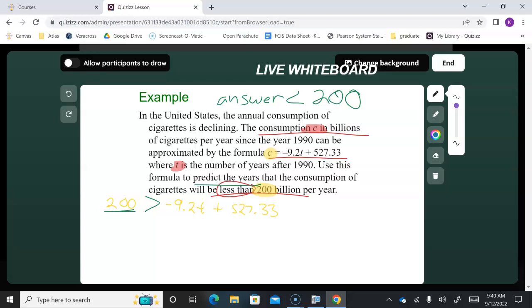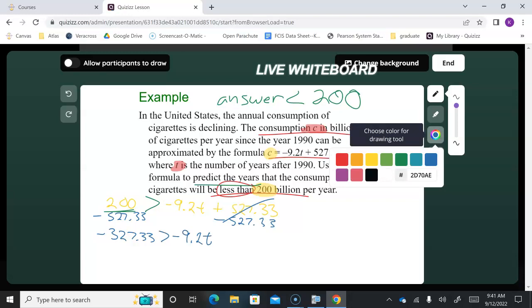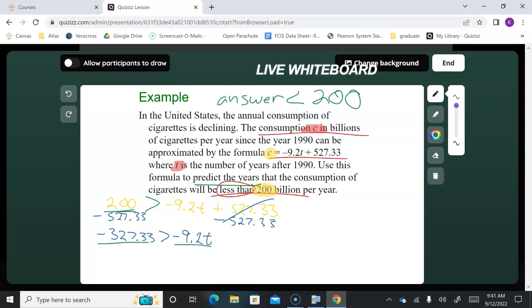Now that I've got my inequality, 527.33 gives me what? Negative 327.33. Okay. Now what? Divide. Divide by negative 9.2.